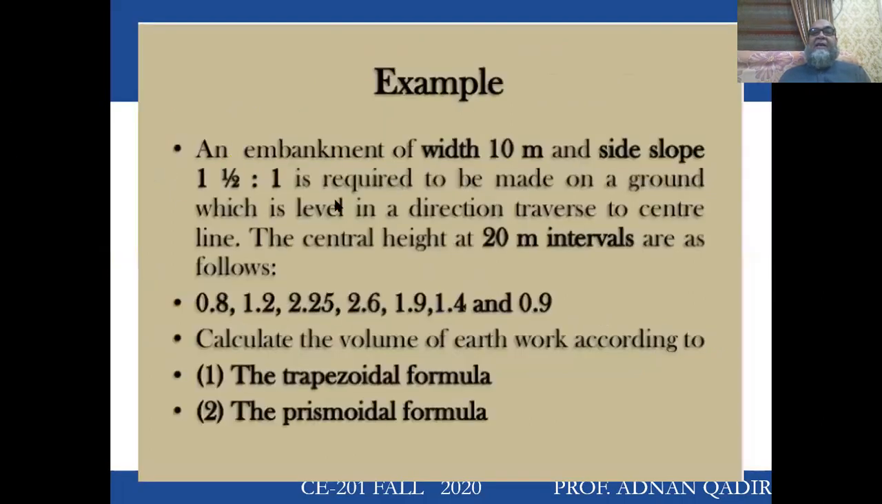Let's say an embankment of width 10 meter, side slope 1.5 to 1, is required to be made on ground which is level in a direction transverse to the central line. The center line heights at 20 meter intervals are 0.8, 1.8, 2.25, 2.6, 1.89, 1.4, and 0.6. We have to calculate the volume according to the trapezoidal and prismoidal formulas. But first you have to calculate the areas, then you will calculate the volume, because these are not volumes, these are the spot heights that have been given to you.